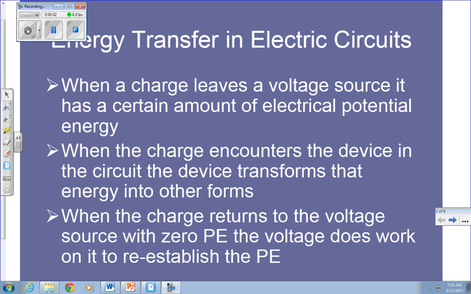All right, we're going to finish talking about current electricity. Today we're talking about how energy is transferred in electric circuits.